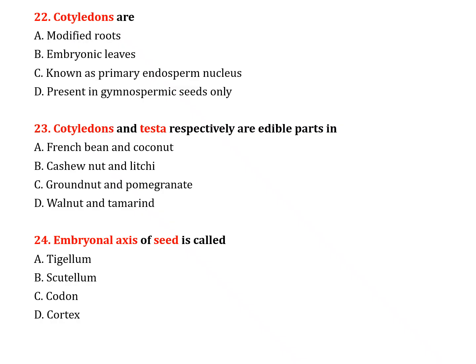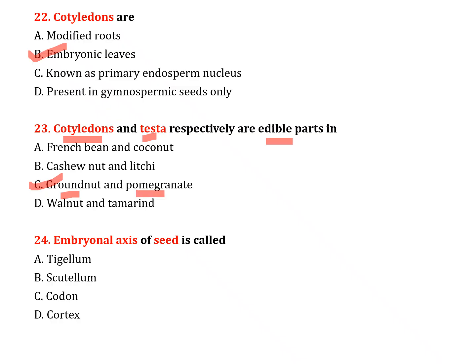Next question, number 22. Cotyledons are option A, modified roots; option B, embryonic leaves; option C, known as primary endosperm nucleus; option D, present in gymnospermic seeds only. Correct answer is option B, embryonic leaves. The next question, number 23. Cotyledons and testa respectively are edible part in option A, French bean and coconut; option B, cashew nut and lychee; option C, groundnut and pomegranate; option D, walnut and tamarind. Correct answer is option C, groundnut and pomegranate. Cotyledon is the edible part of groundnut and testa is the edible part of pomegranate.